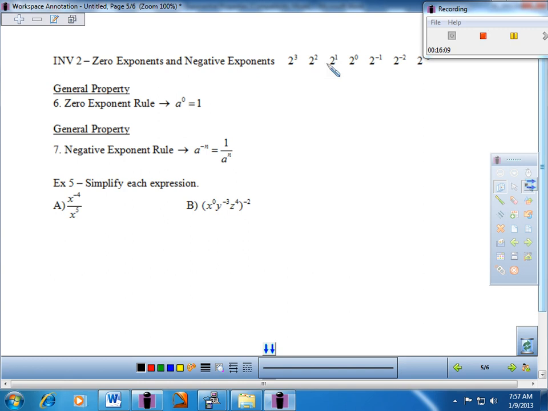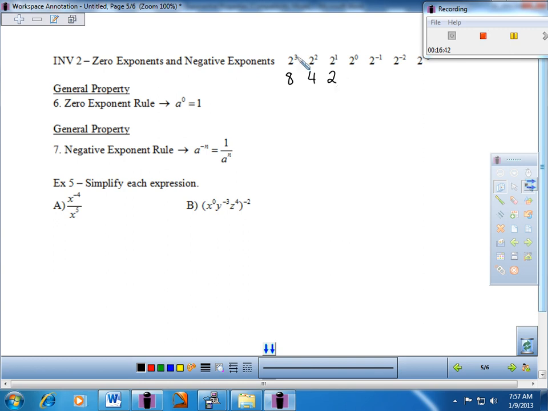So here's what I'm thinking. Let's just be very specific about these numbers. 2 to the third, everybody, is 8. Let's go ahead and throw that in. 2 to the second is definitely 4. Put that in, please. 2 to the first, of course, is 2.